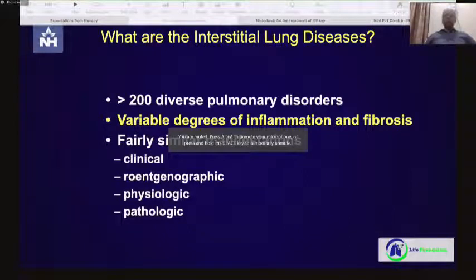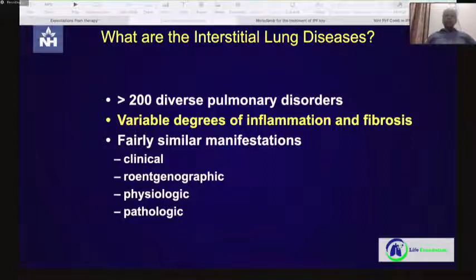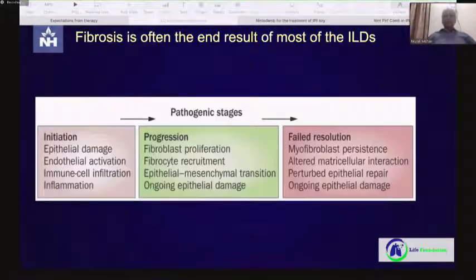You don't need a description of what is interstitial lung disease, except to tell you that there are variable degrees of inflammation and fibrosis in these patients. And they have fairly similar manifestations, which makes teasing out which kind of ILD it is a little more difficult. Practically all ILDs at the end have fibrosis.